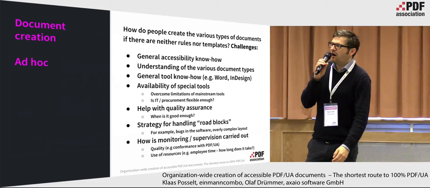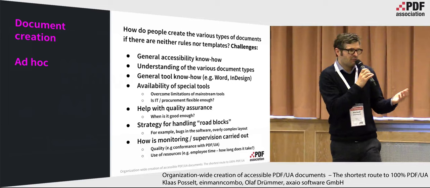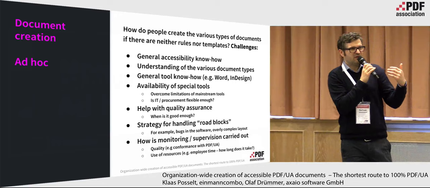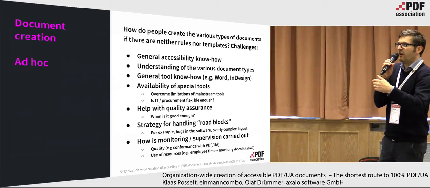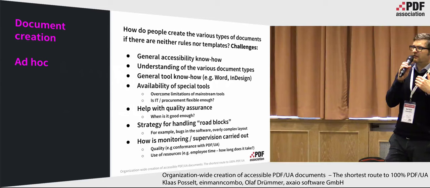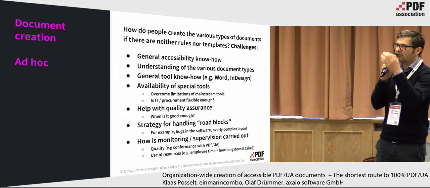As you can see, the most important thing, and we mentioned it earlier today, is general accessibility know-how. People do need to know what they're doing, and they need to understand what they are doing. And if you are the guy who is making the company accessible from A to Z for 100%, you have to understand why there are different documents and why they exist, and whether there is a way to create something else. So we wrote down several points that are a challenge for ad hoc documentation.